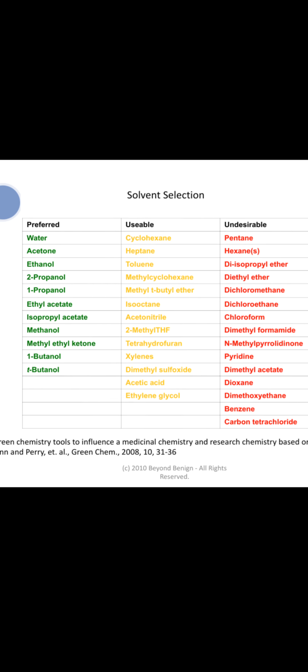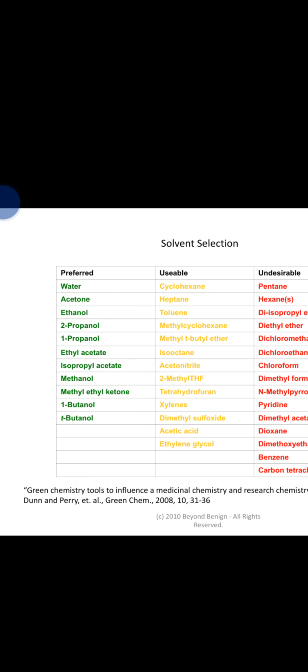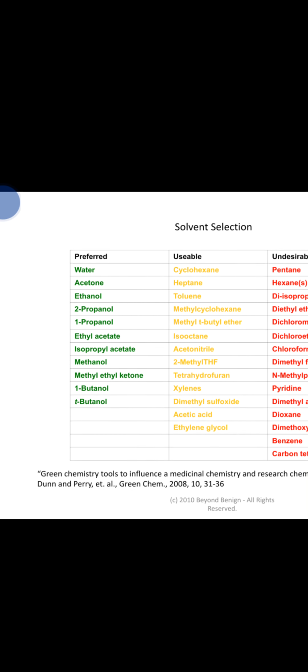So this is the solvent selection table shown here, and these are the preferred solvents, shown in green color: water, acetone, ethanol, 2-propanol, 1-propanol, ethyl acetate, isopropyl acetate, methanol, methyl ethyl ketone, 1-butanol, and tertiary butanol. These can be considered as preferred solvents.